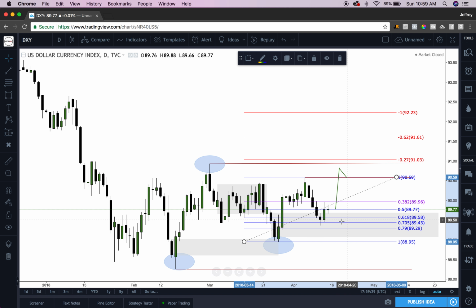It's forming a higher low, indicating the bullish trend is still underway. So we could see a break above this and continuation back up into there. So that is one scenario for the bullish side.